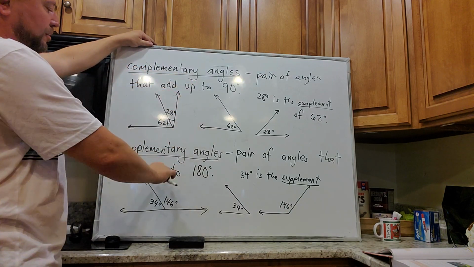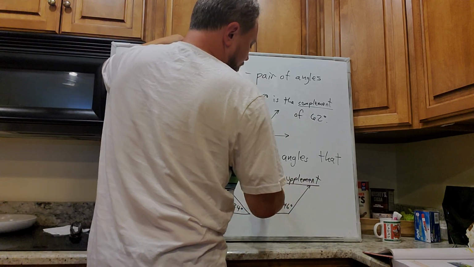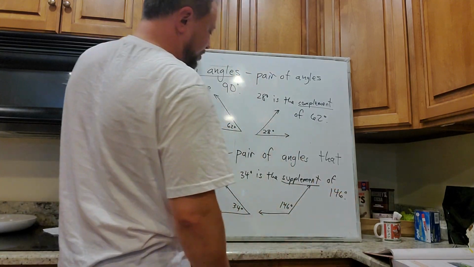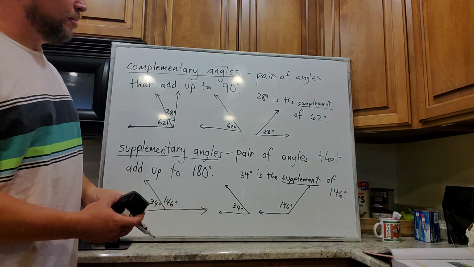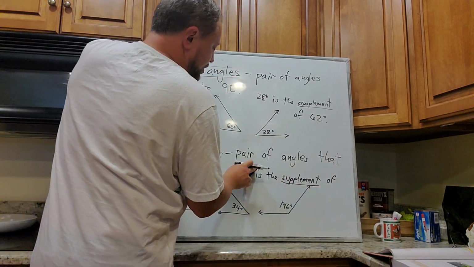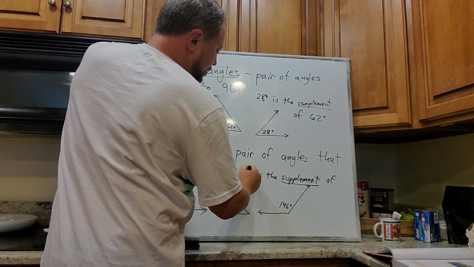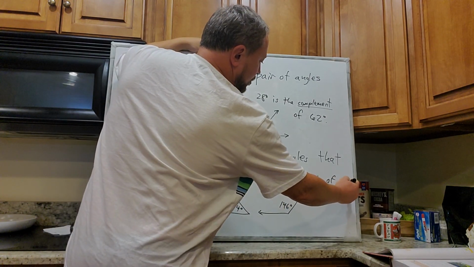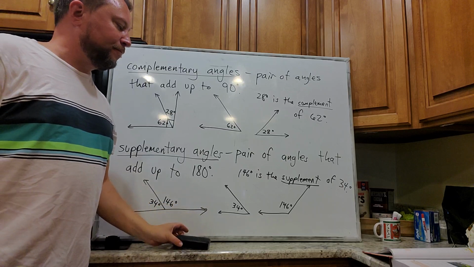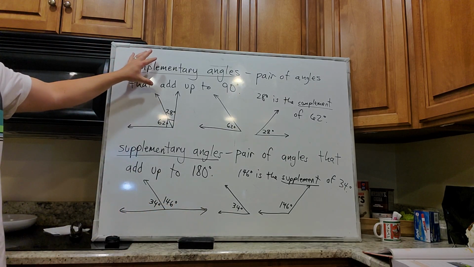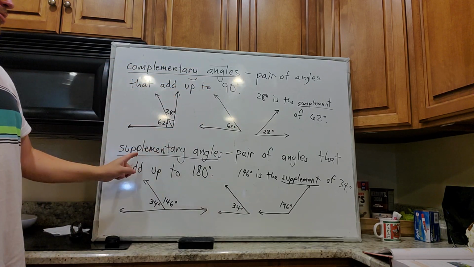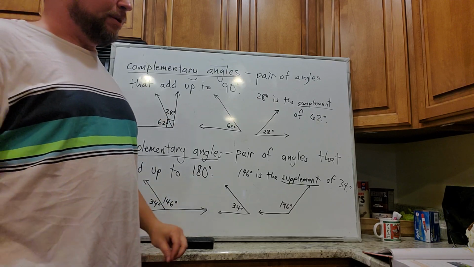See, complement, supplement. Okay, so 34 is the supplement of 146 degrees. Or, like I said earlier, it doesn't matter who you write first here. You could say 34 is the supplement of 146, or you could say 146 is the supplement of 34. Okay, so that's what complementary angles and supplementary angles are. Complementary only adds up to 90, remember? And then the supersized version adds up to 180, supplementary.